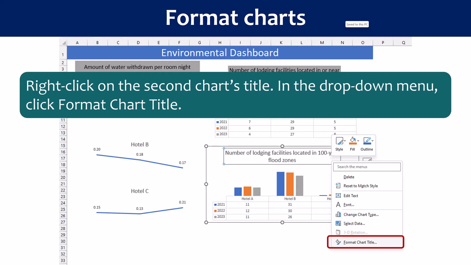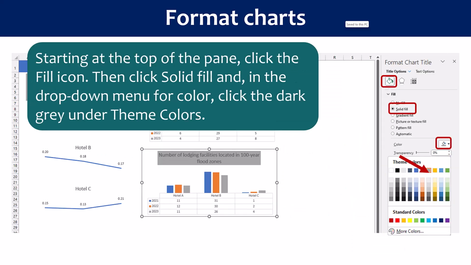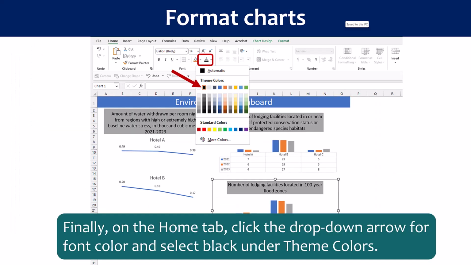Right-click on the second chart's title. In the drop-down menu, click Format Chart Title. The Format Chart Title pane will open on the right side of your screen. Starting at the top of the pane, click the Fill icon, then click Solid Fill, and in the drop-down menu for color, click the dark gray under Theme Colors. Finally, on the Home tab, click the drop-down arrow for font color and select Black under Theme Colors.